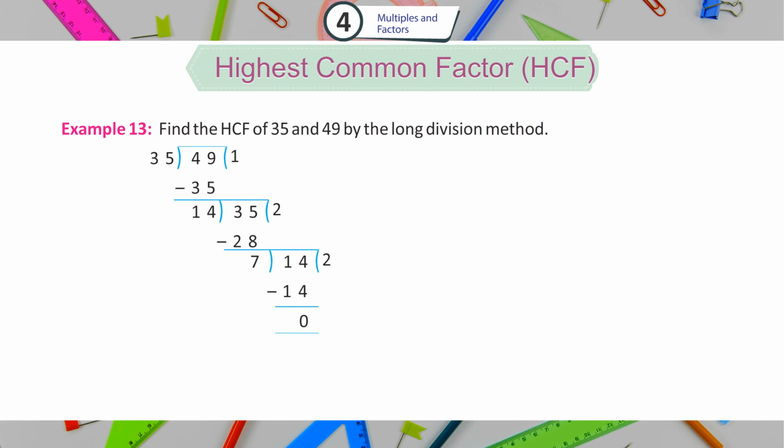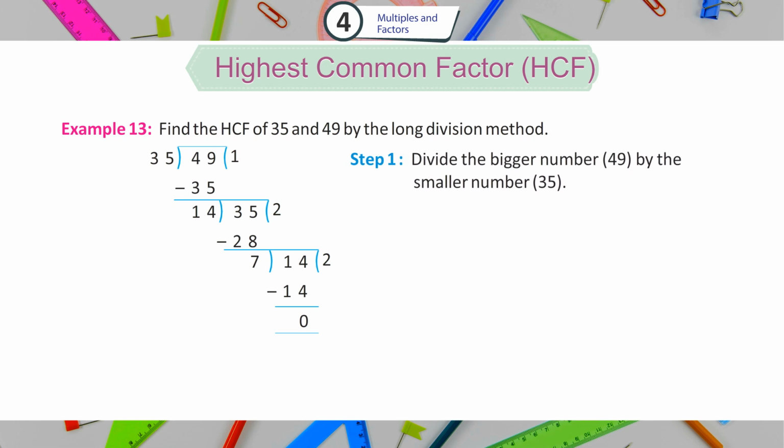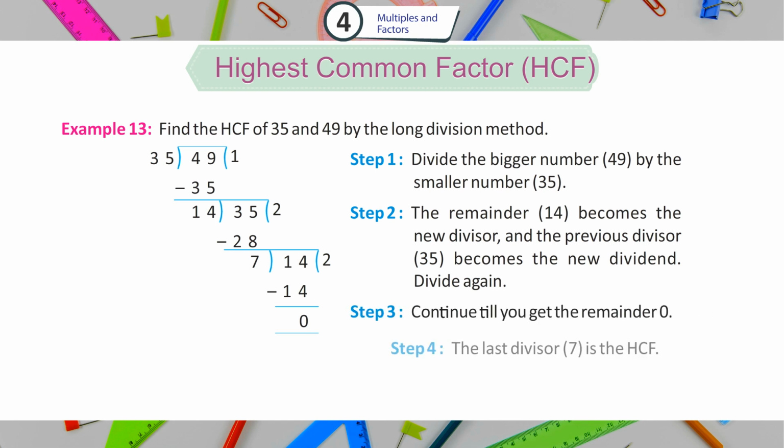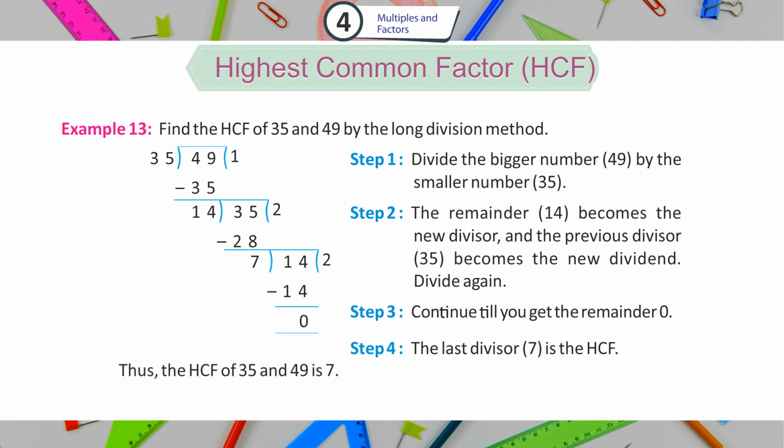Example 13. Find the HCF of 35 and 49 by the long division method. Step 1. Divide the bigger number 49 by the smaller number 35. Step 2. The remainder 14 becomes the new divisor and the previous divisor 35 becomes the new dividend. Divide again. Step 3. Continue till you get the remainder 0. Step 4. The last divisor 7 is the HCF. Thus the HCF of 35 and 49 is 7.